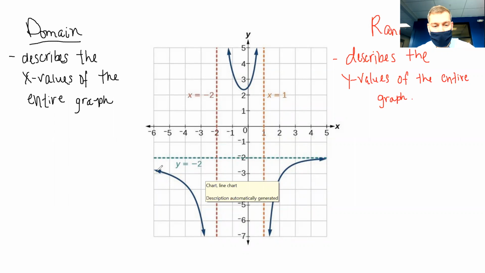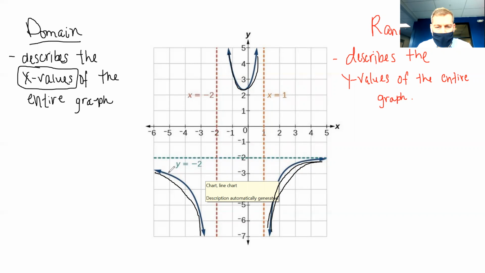So we want to describe this graph in terms of x. Well, I see that there are three different sections here. There's one, there's two, and there's a third section. So I have to say that there are three sections to the graph, and I want to say where those sections are in terms of x.